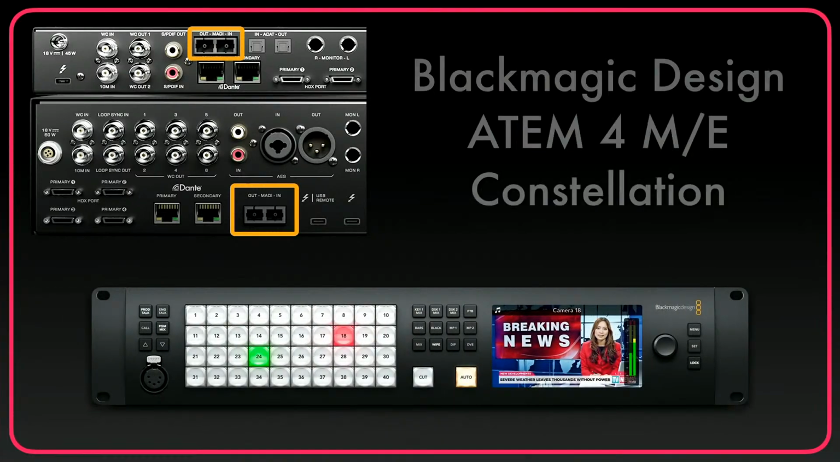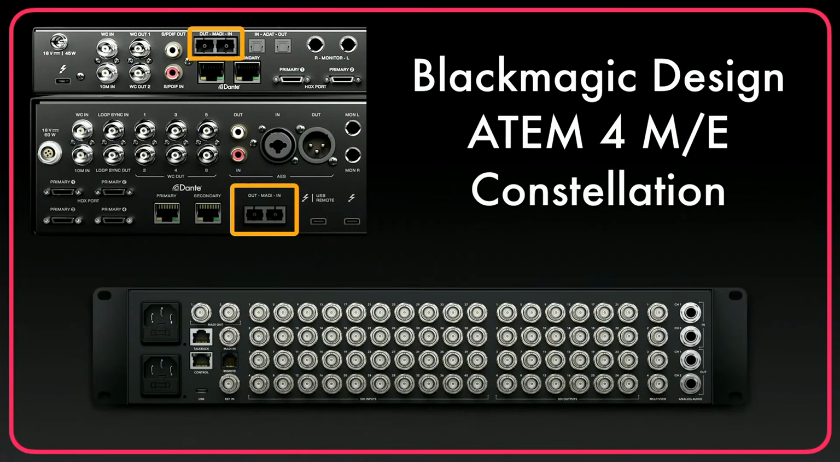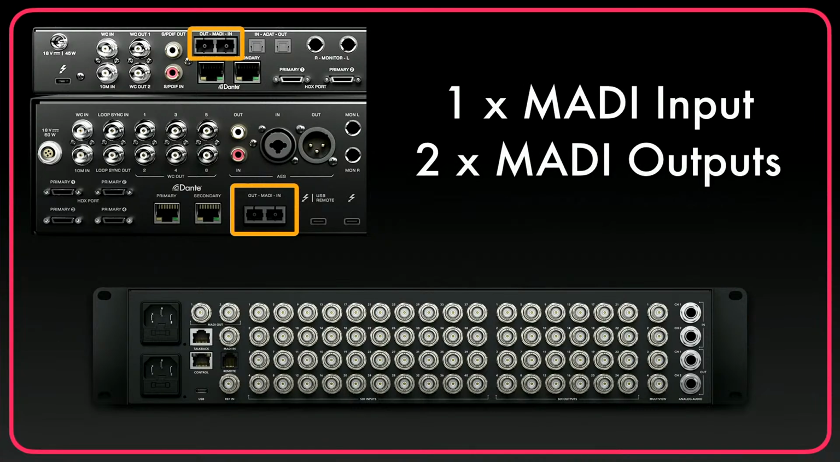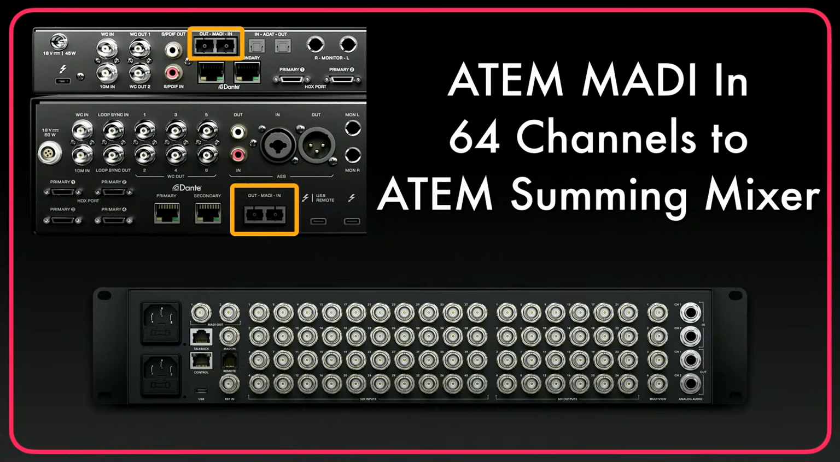So another thing with MADI that we don't talk about too much, but it does work quite well, is with the Constellation and also with the newer studio ATEMs at the moment, which also have MADI in as well. So the way MADI works with this is a little bit different because it's actually part of a larger system. It doesn't assume that you're going to do everything into one box. So it has one MADI input and two MADI outputs. The MADI input is 64 channels that get sent to the ATEM summing mixer.